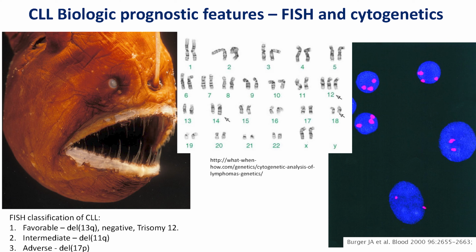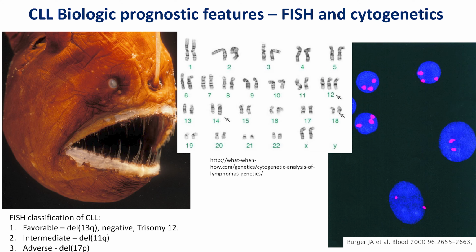So you've probably heard about some concepts. You may have heard of something called FISH. FISH is not this attractive-looking creature here. It's a way of looking at the chromosomes of a cell. So these are your chromosomes. Everybody has 46 chromosomes.